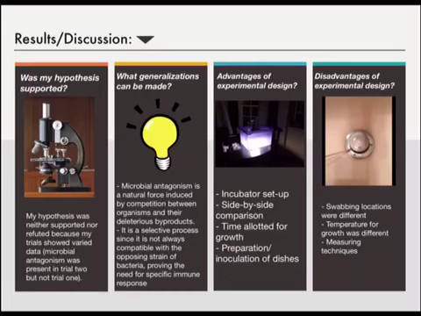From these results, one can conclude that microbial antagonism is a natural force induced by competition between organisms and their byproducts. It can also be generalized as a selective process since it is not always successful, proving the need for specific immune response.